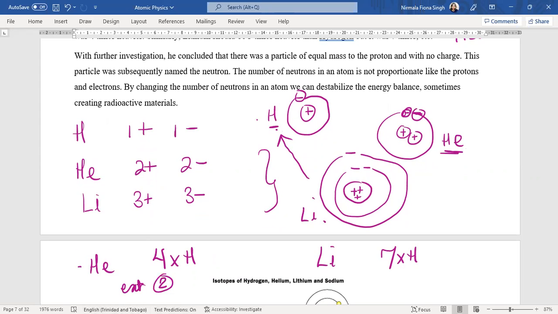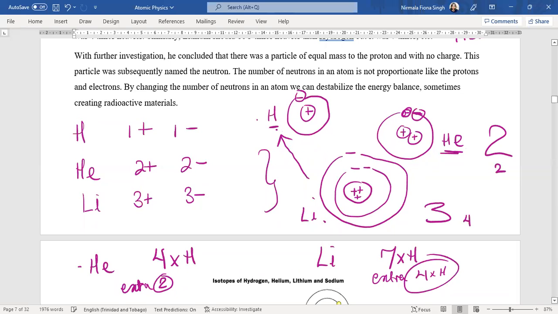We have an extra 4 times here that we don't know. Where are these extra numbers coming from? Because they thought that helium is supposed to be twice, and that lithium is supposed to be 3 times, because of the amount of electrons and protons they have. So where is this extra 2 coming from? Where is this extra 4 coming from?